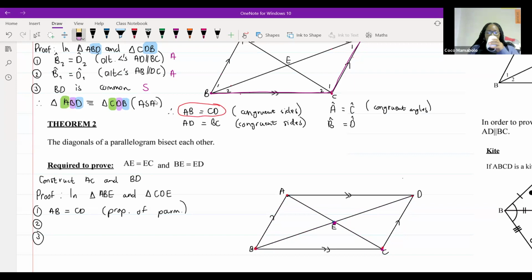Ma'am, I found one. Tell me. Ma'am, can you just put the 1s and the 2s there for me? Oh, yes. Sorry. 2, 1, 2, 1. 2, 1, 2. All right, go for it.